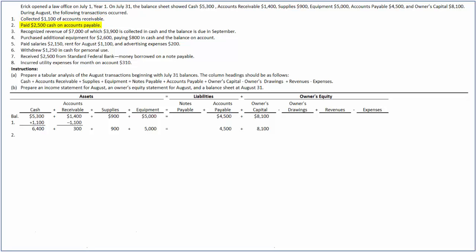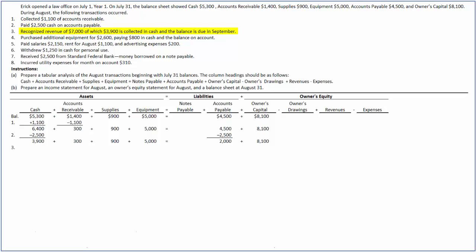In the second transaction, the company paid $2,500 on accounts payable. This transaction decreases cash and accounts payable by $2,500. After this transaction, cash has decreased to $3,900 and accounts payable has decreased to $2,000. The balances in all other accounts remain the same.